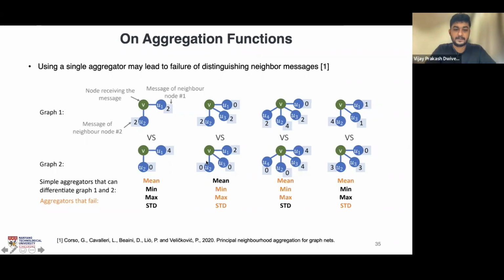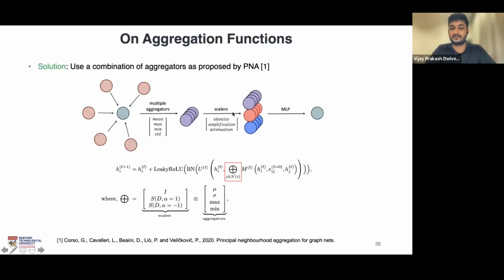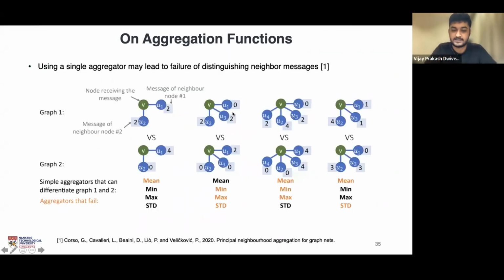In the second example, which has 3 neighbors with 0, 2, 2, and 2, 0, 0, the aggregators that fail are mean, maximum, and standard deviation. But what succeeds is the averaging. So if you average 2 plus 2 plus 0 by 3 and 2 plus 0 plus 0 by 3, we'll have 4 by 3 and 2 by 3 for the two different cases.